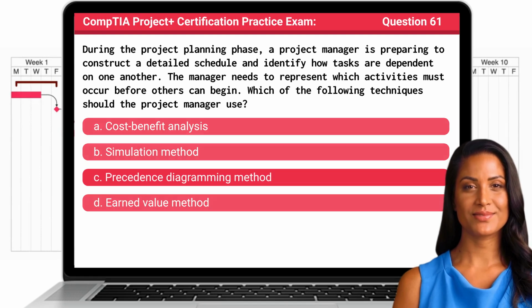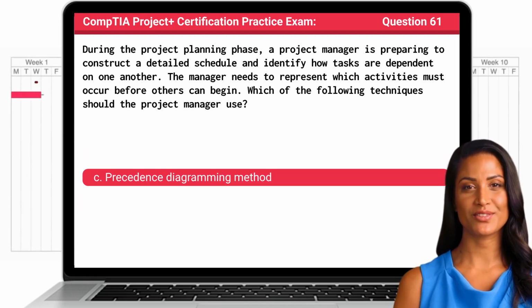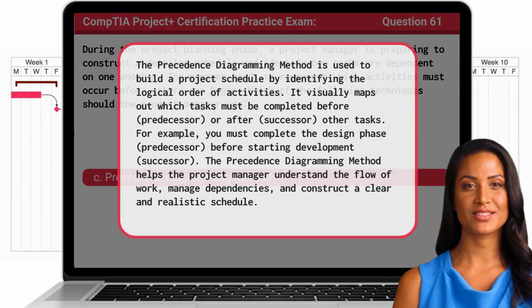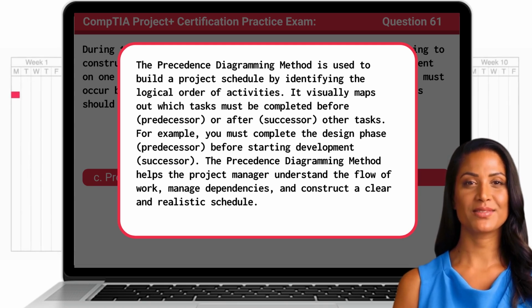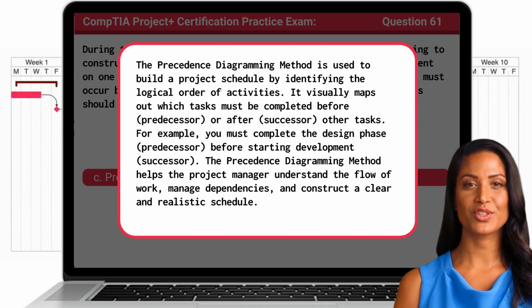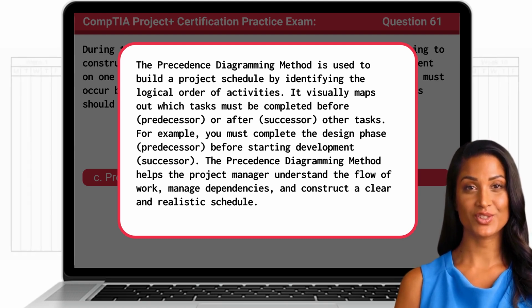The answer is C. Precedence diagramming method. The precedence diagramming method is used to build a project schedule by identifying the logical order of activities. It visually maps out which tasks must be completed before or after other tasks. For example, you must complete the design phase before starting development. The precedence diagramming method helps the project manager understand the flow of work, manage dependencies, and construct a clear and realistic schedule.